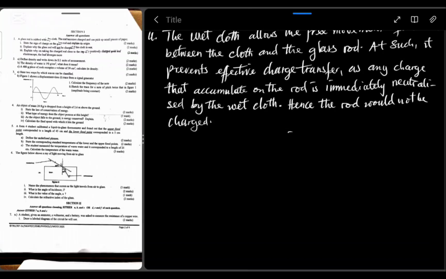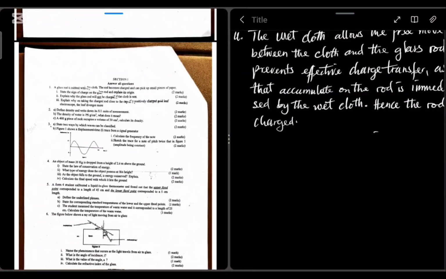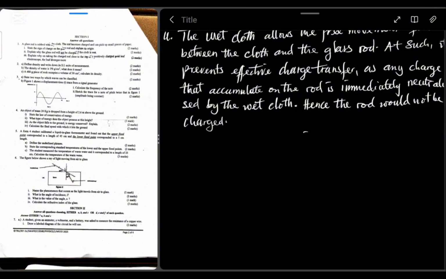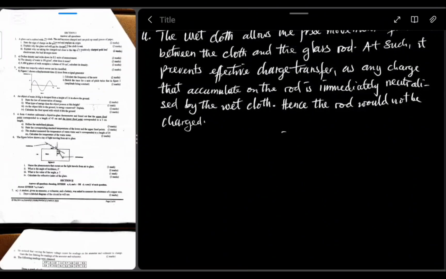Okay, Roman 3 demands, let's explain why on taking the charged rod close to the cap of a positively charged gold leaf electroscope, the leaf diverges more. So in this question, they're just trying to verify your understanding about the fundamental law of electrostatics. And according to the fundamental law, it states that like charges will repel while unlike charges will attract.